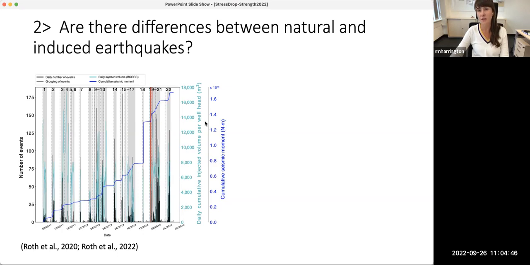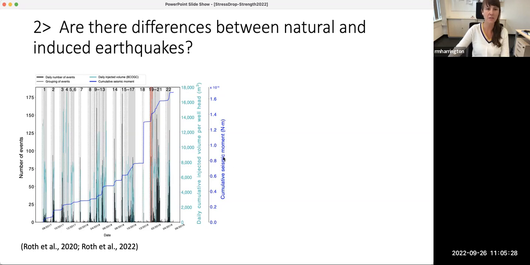So we first wanted to look at whether there were differences between natural and induced earthquakes. We first asked the question, are these definitively induced earthquakes? What I'm showing you here is a histogram of the earthquakes as a function of time. The aqua colored plot is the daily cumulative injected volume per well, which was reported by the BC Oil and Gas Commission. And the gray shaded areas are times during hydraulic fracturing treatments. You can visually, qualitatively see that a lot of the earthquakes are being generated when there was injection activity going on.